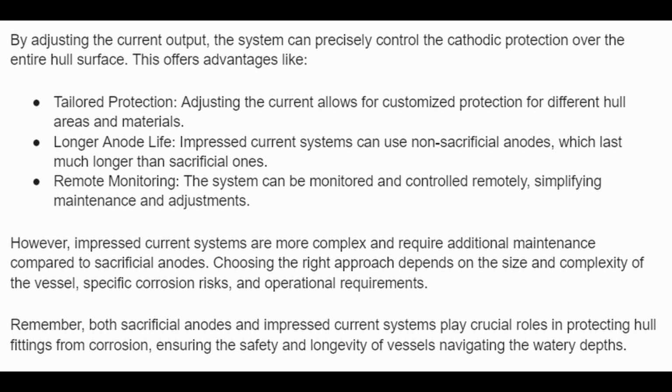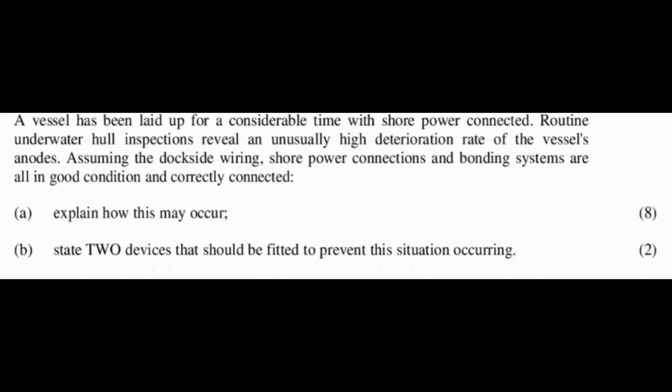However, impressed current systems are more complex and require additional maintenance compared to sacrificial anodes. Choosing the right approach depends on the size and complexity of the vessel, specific corrosion risks, and operational requirements. Remember, both sacrificial anodes and impressed current systems play crucial roles in protecting hull fittings from corrosion, ensuring the safety and longevity of vessels.